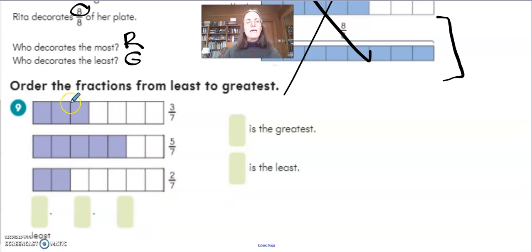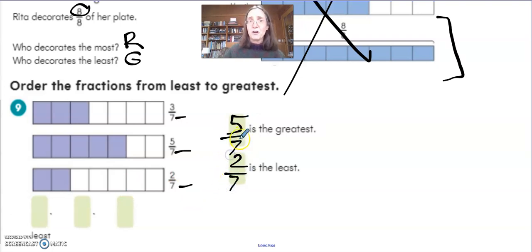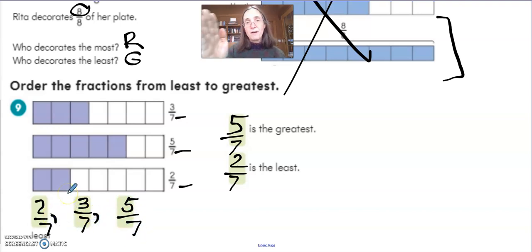What about these? We've got 3/7, 5/7, and 2/7. So all of them have the same size pieces down here in the denominator. I just need to look at that numerator. 5/7 is the greatest because 5 is greater than 3 or 2. And 2 is the least because 2 is less than 3 or 5. And it doesn't even matter about that denominator hardly, because we're just counting numbers of pieces here. So I would say that 2/7 is the least, and 3/7 is the middle, and 5/7 is the most. That's putting them in order, and it's hard to see, but this is a comma right here. We use those to separate our fractions.